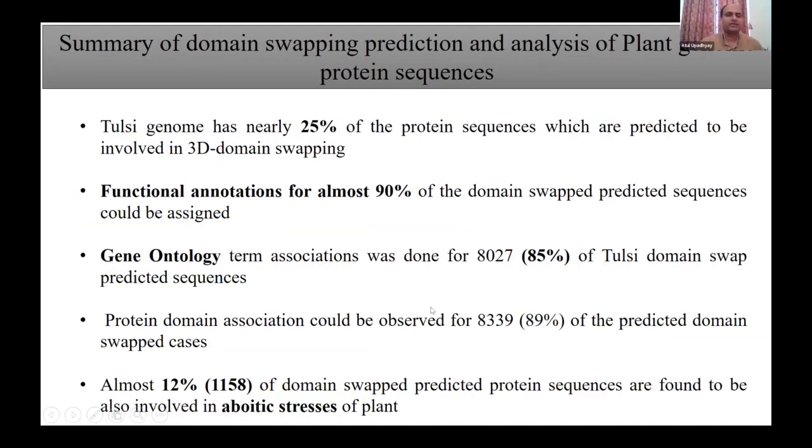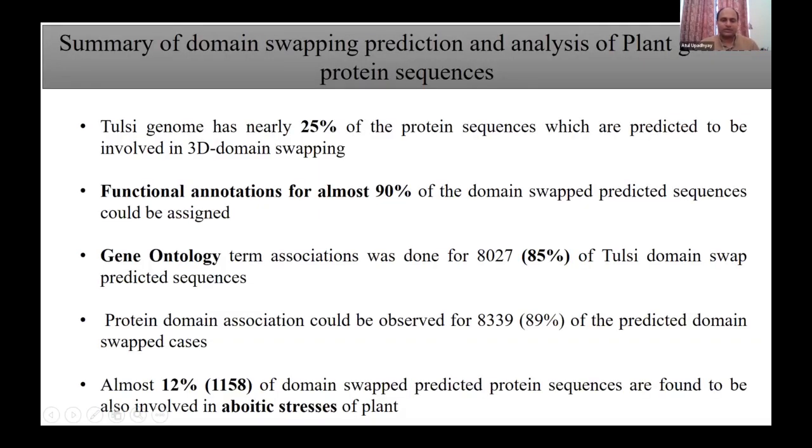Okay. To summarize this part, Tulsi genome has nearly 25% of the protein sequences which are predicted to be involved in domain swapping. Although this is less as compared to the other genomes, the reason may be the annotation or the completeness of the genome. Then the functional annotation of almost 90% of the domain swapped predicted sequences could be assigned. Gene ontology term association was done for almost 85% of the predicted cases in case of Tulsi, and then protein domain association could be observed for 89% of the predicted domain swap cases.